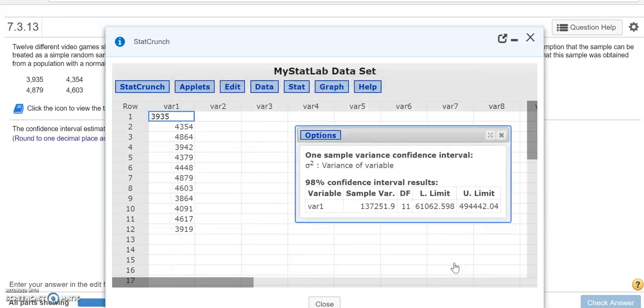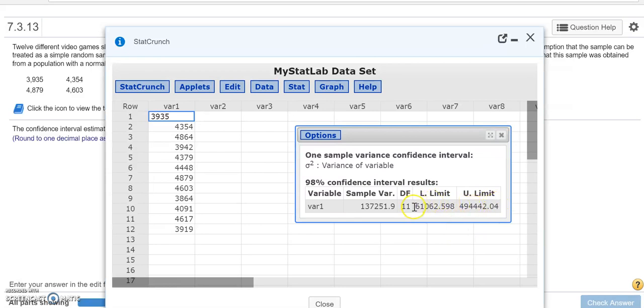So what the computer has done for me here is given me the confidence interval. This is the lower limit, and this is the upper limit, but this is for the variance, sigma squared. And we were asked in this question to find the confidence interval for the standard deviation. But remember, the standard deviation is just the square root of the variance. So all we have to do to find the lower limit is take the square root of this value. All we have to do to find the upper limit is take the square root of this value.